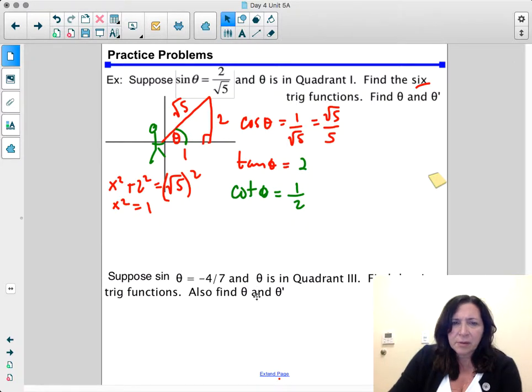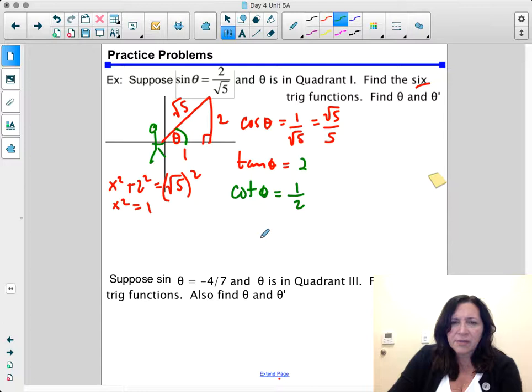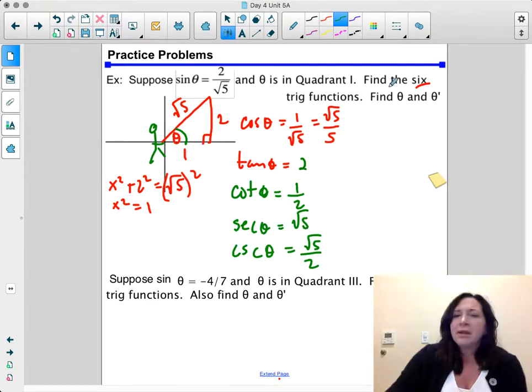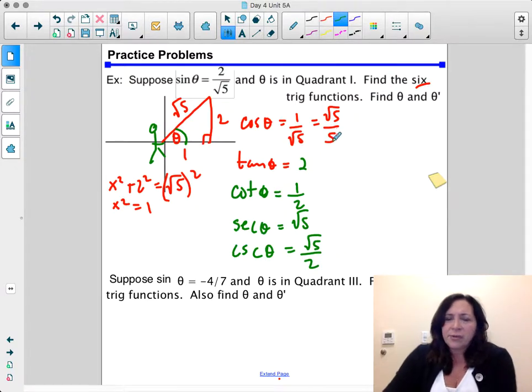Let's move this down. Let's see, where are we at? Cotangent, secant of theta, which is the reciprocal of cosine, so that'll be root 5 over 1. And cosecant of theta is going to be reciprocal of sine, and that's going to be root 5 over 2. Now, that's the 6 trig. Those are the 6 trig functions.